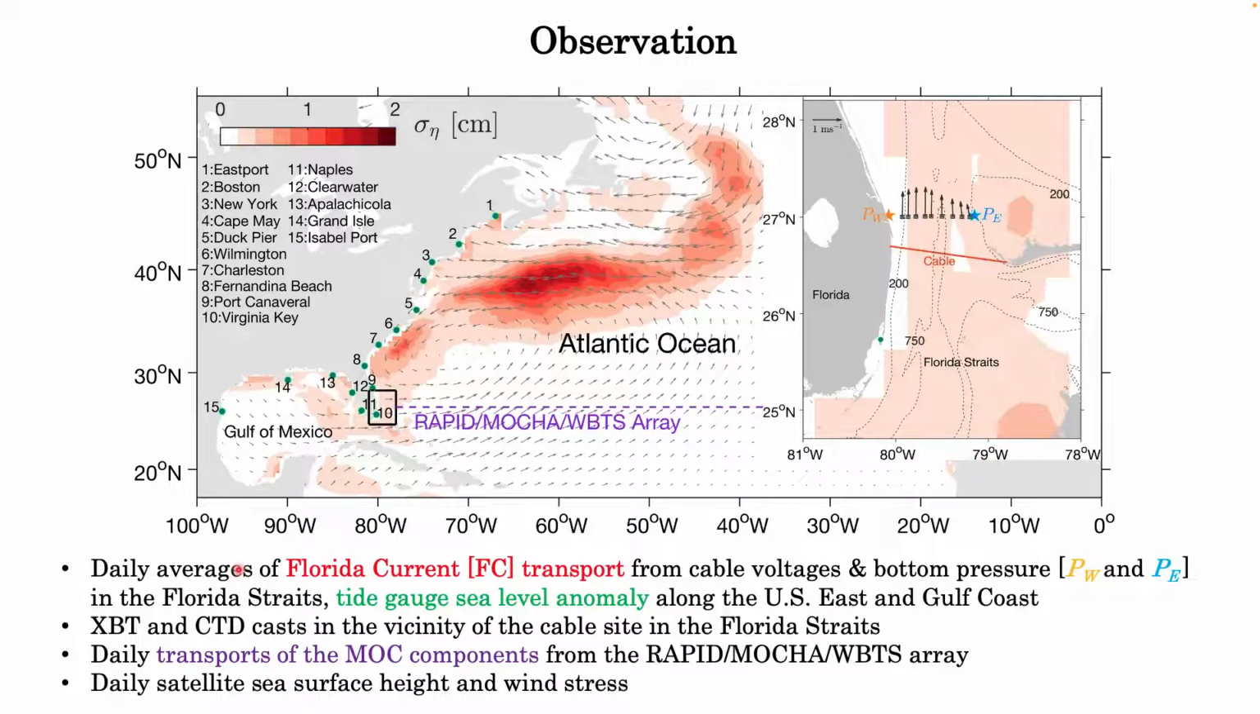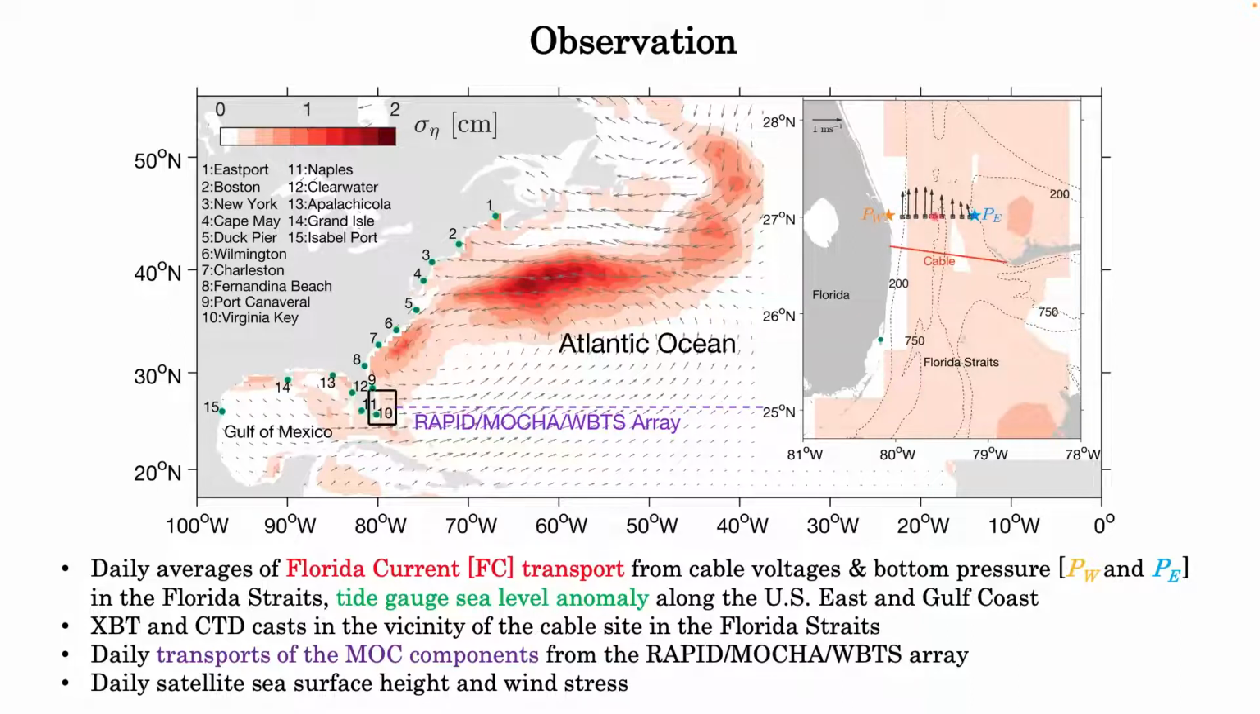So to come up with that hypothesis, we analyzed an extensive set of observations in the region. We analyzed Florida Current transport from cable voltage, and we also analyzed bottom pressure records on each side of the straits, indicated by the stars over here. And then we also analyzed sea level anomalies from an array of tide gauges along the US East and Gulf Coast, as indicated by these green dots.